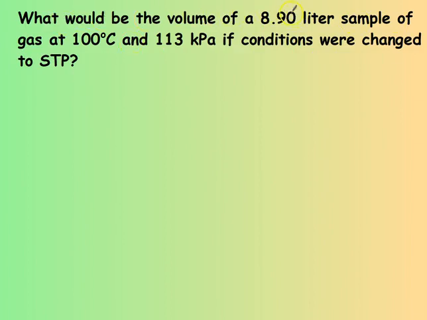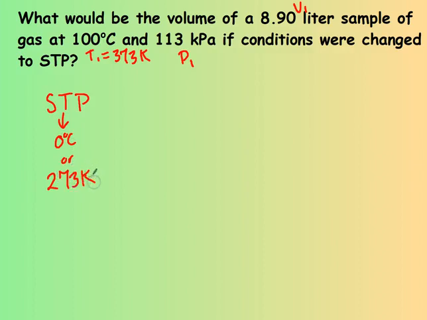What would be the volume of an 8.90 liter, so that's volume 1, sample of gas at 100 degrees, temperature 1, which is 373 Kelvin, and 113 kPa, that is pressure 1 right there, if the conditions were changed to STP. If you don't remember what STP stands for, it's standard temperature and pressure. We talked about it in the last video. The standard temperature is 0 degrees Celsius, or I have to change it to Kelvin, 273 Kelvin. And so this is going to be my T2.